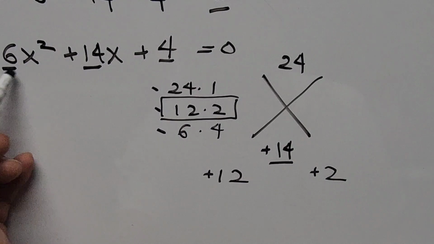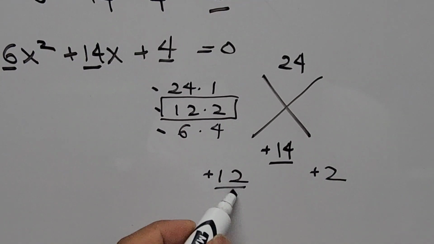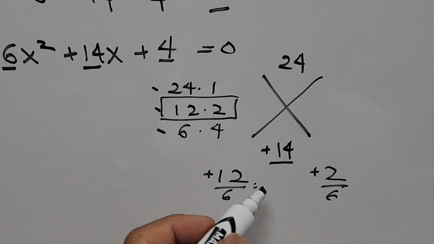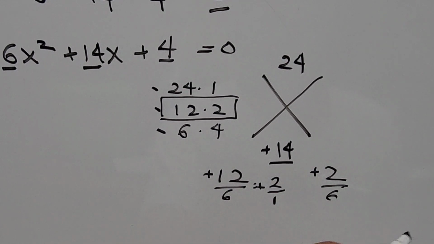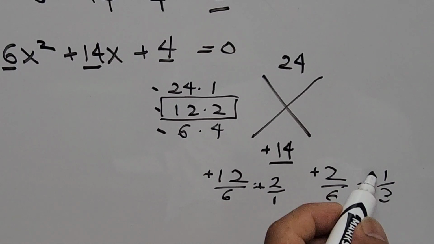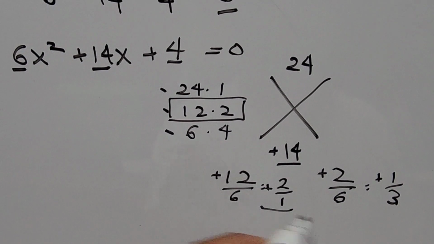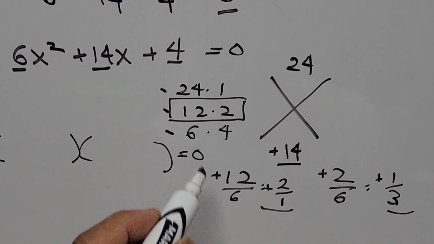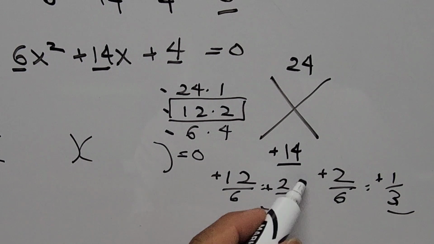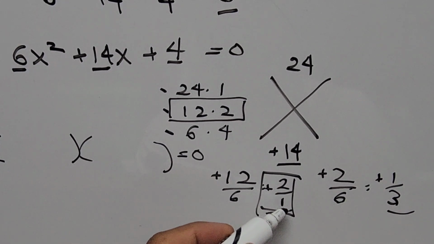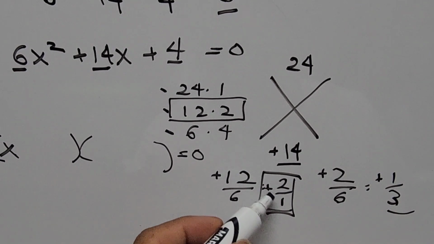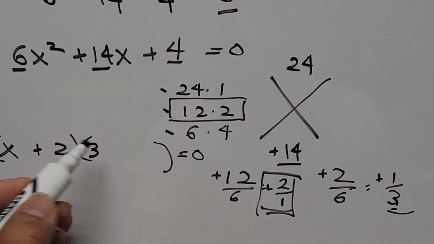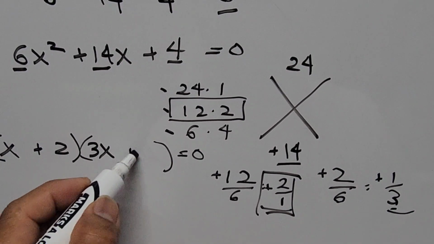Going back to our equation, we have the leading coefficient of 6. So we divide by 6. This is 12 over 6, that's 2. So 2 over 1 or 2, that's positive. And here 2 over 6 is 1/3, that's positive. So we're taking both of these values, forming a couple of side-by-side parentheses. In the left parenthesis, we have 1 as the coefficient of x, and positive 2, that will be x plus 2. In the second parenthesis, we have 3 as the coefficient of x, and positive 1, so we have 3x plus 1.